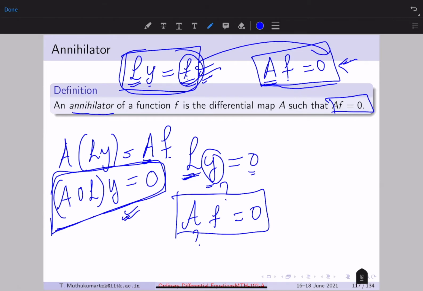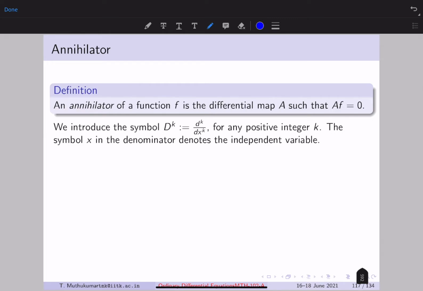Okay, so that's the idea. So what is the annihilator of a function? Annihilator of a function is any differential map A such that A f is 0. Just to simplify things, we introduce this symbol D^k as the kth derivative with respect to the independent variable. In this case I have used x to denote the independent variable, but it could be any symbol. So D^k is the kth derivative of any function with respect to the independent variable.